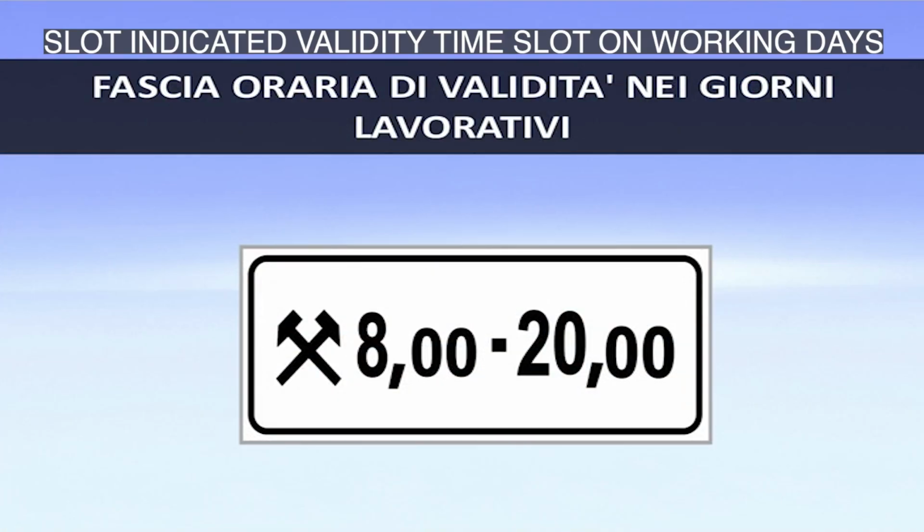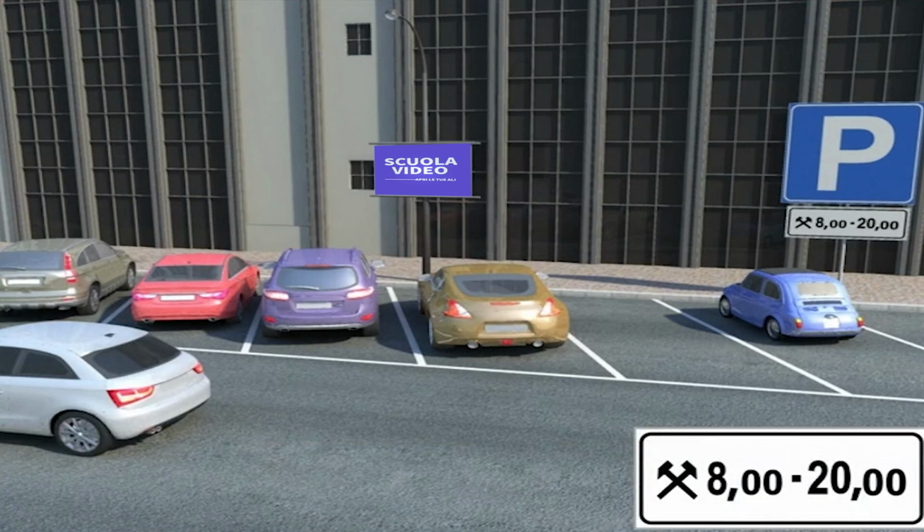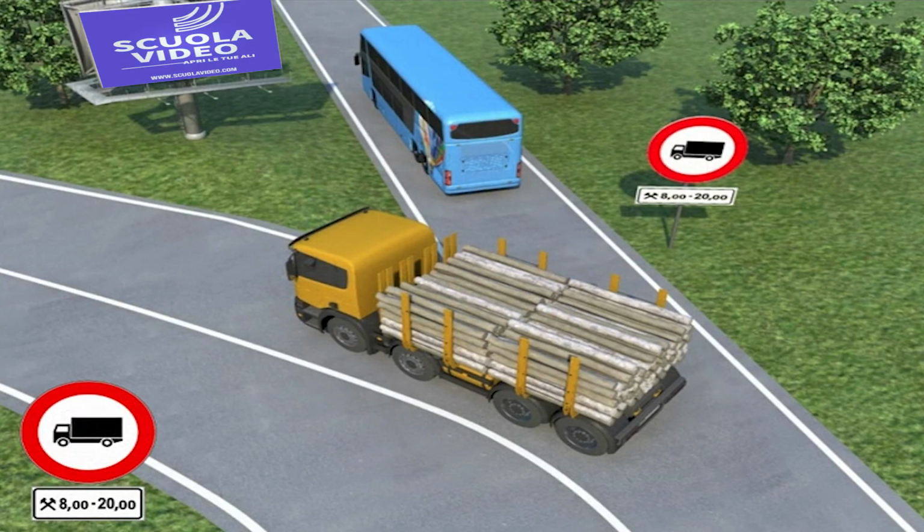Fascia oraria di validità nei giorni lavorativi. Validity time slot on working days. This supplementary panel, placed under a sign, limits its validity to working days and to the time slots indicated. It can be found under an obligation or prohibition sign and indicates the time slot of the working days during which the prescription applies. Let's now look at some examples.